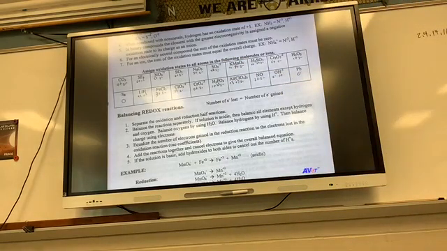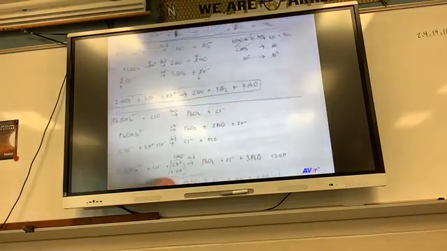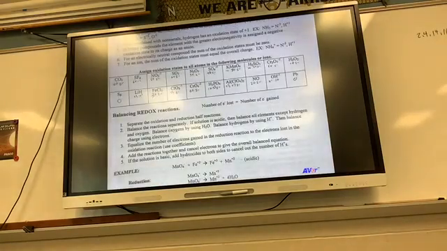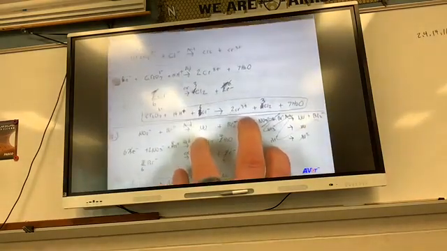Okay, good with the oxidation numbers. Okay, then we moved on to... leave that up there for a second. I am recording this too, but you can snap a pic. Got it? Okay. On to the half reactions.